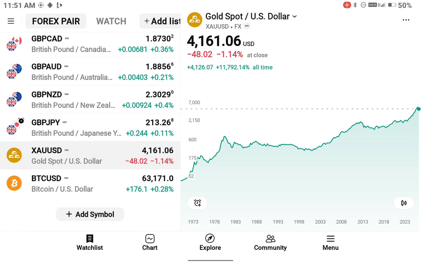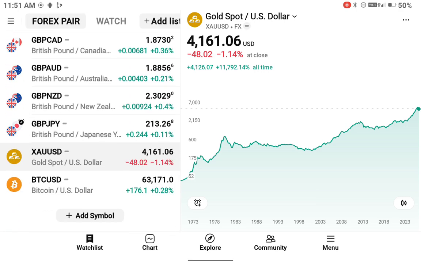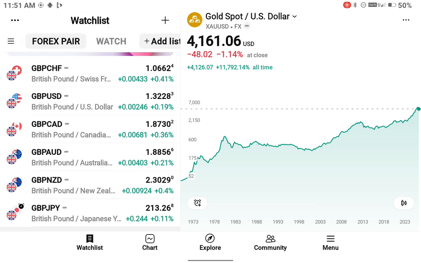So this week, these are the pairs I'm going to be looking at. If you remember, last week's analysis actually played out the way we analyzed. So this week we're still going to follow the same approach we used last time. Let's see what the market is going to give us this week.